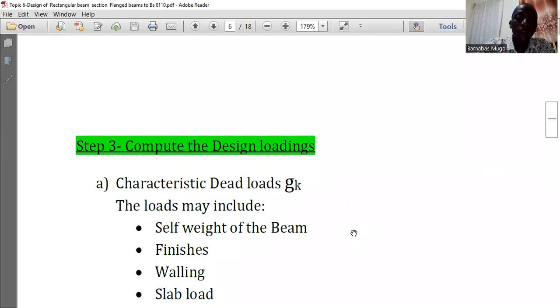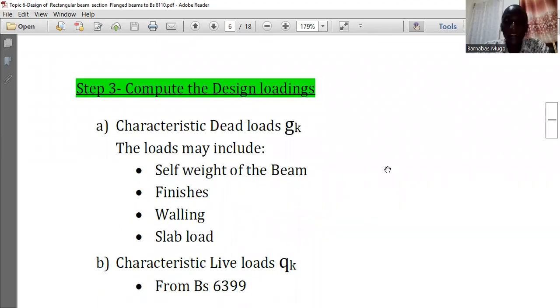Then number C, we need to know how to compute the design loading. When we are calculating the design loading, we are calculating the characteristic dead load, GK, and also the characteristic live loading, which is QK.